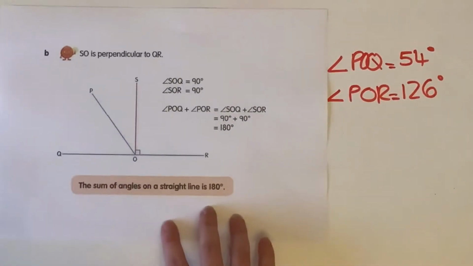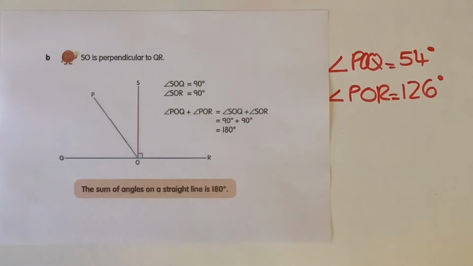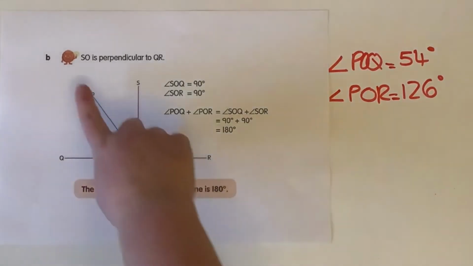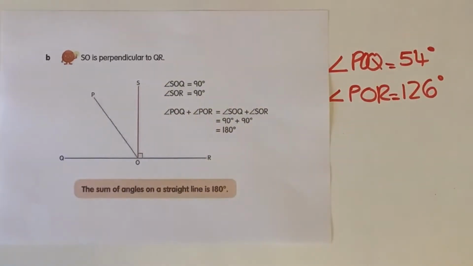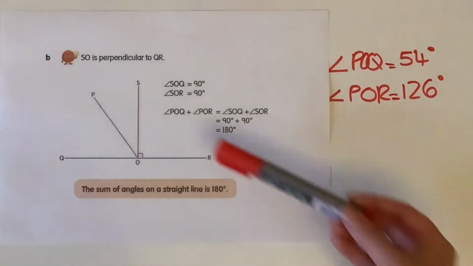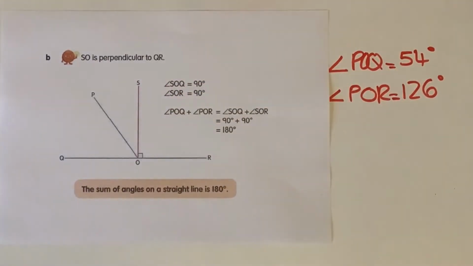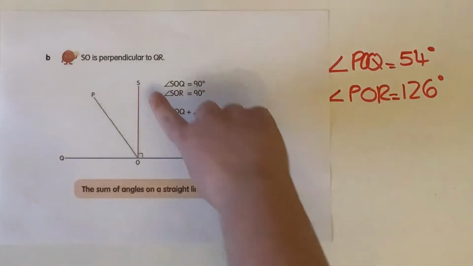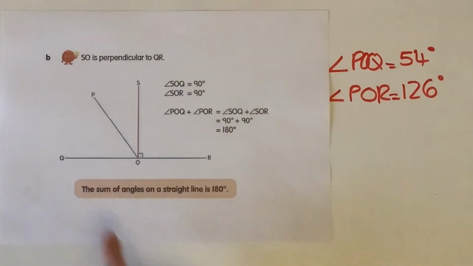If we look at the second part of this question, here I've got the same angle, so I've still got the line QR and POQ and POR. However, this time the line SO has been drawn in for us, and SO is perpendicular to QR. Can we remember what perpendicular means? Hopefully you are saying yes. Perpendicular means that two lines meet at a right angle, or at 90 degrees.